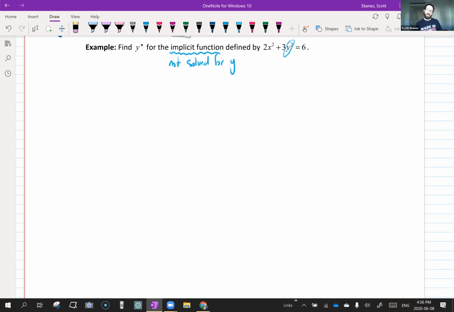You could try to solve it for y, but you're going to make the question more difficult, so don't bother, okay? You want to find y double prime. So the first step, and this is a little bit of a tricky question, so try to put on your thinking caps now. First derivative is 4x plus 6y y prime equals 0.